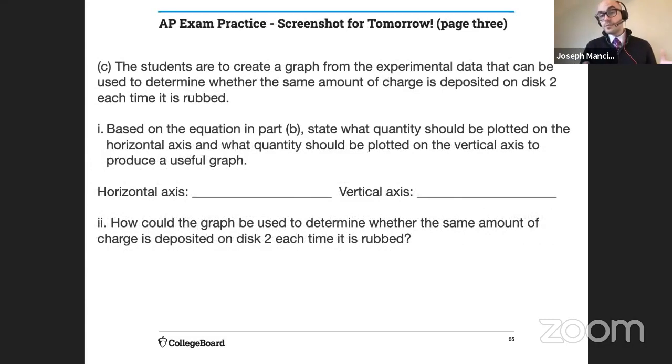Finally, we discussed graphing the experimental data to answer the question that was asked. So what would you graph and what evidence would you look for?